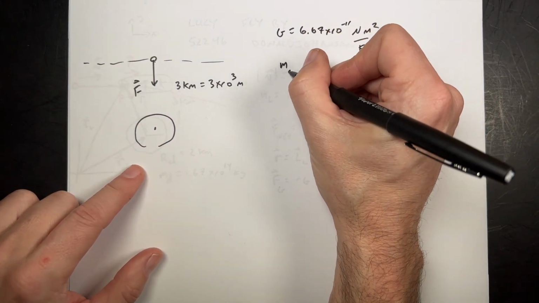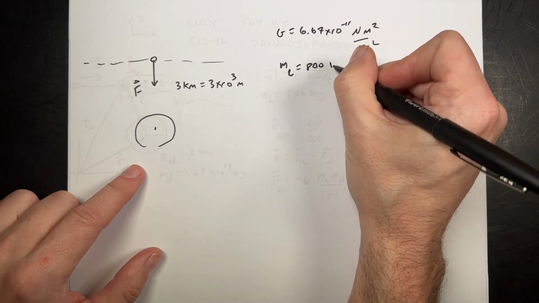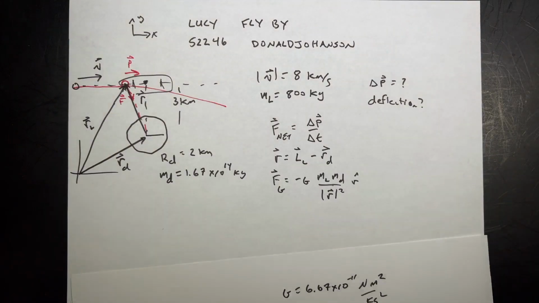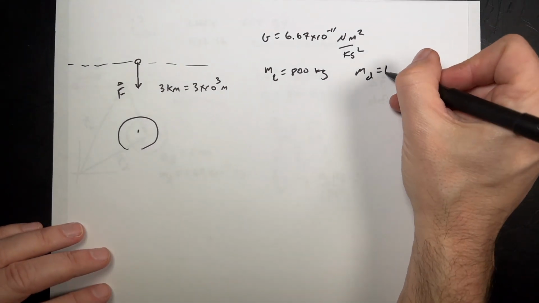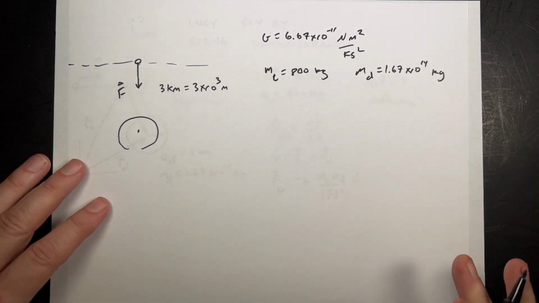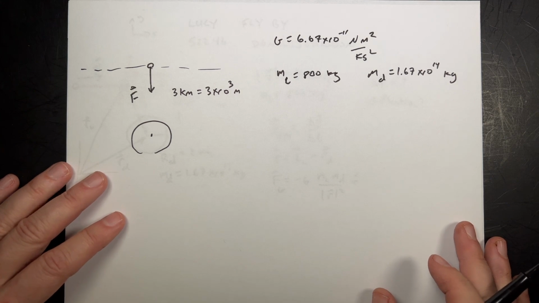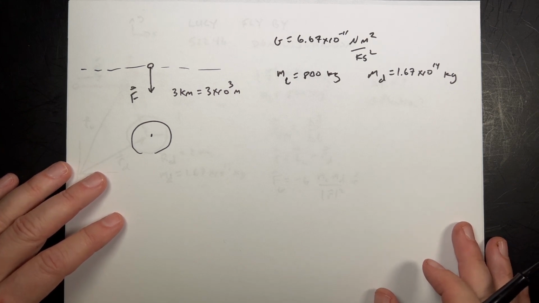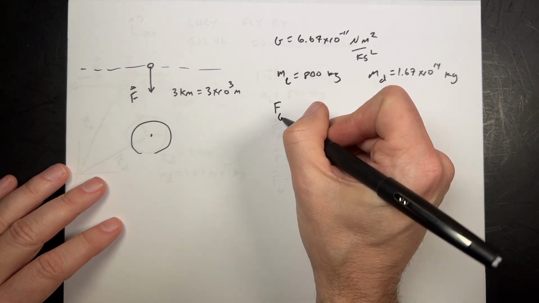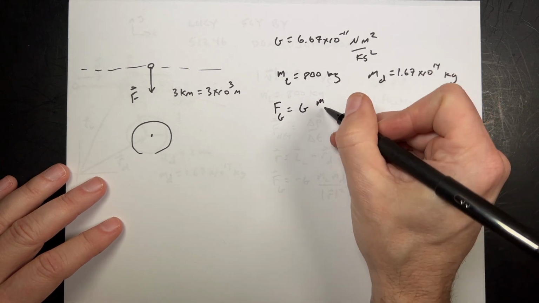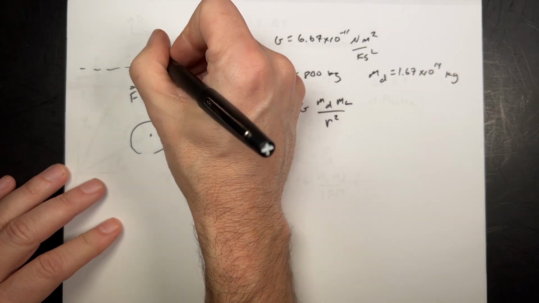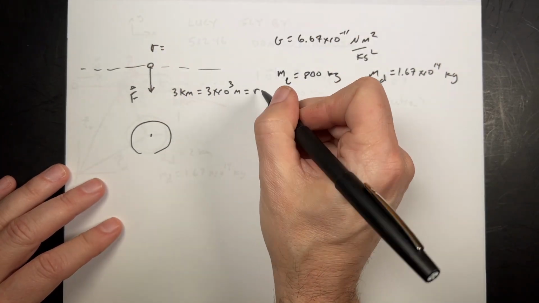And then I said the mass of Lucy was 800 kilograms. The mass of Donald Johanson was 1.67 times 10 to the 14th. And that might seem like a large mass because it is. It's a giant 4-kilometer diameter rock, but it's nowhere near the mass of the Earth, right? Okay, so I'm going to just write the magnitude of this force, Fg, as G m_d m_l over r squared. So r is this. This is r, that's my scalar value.